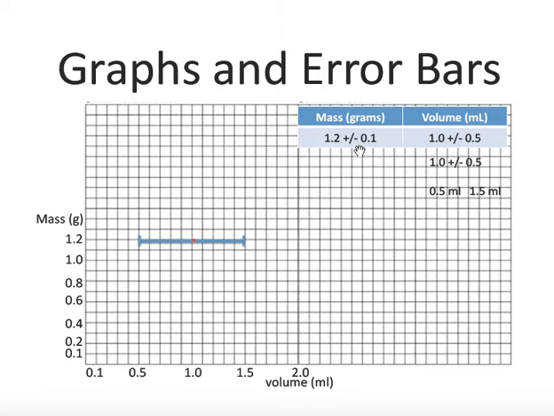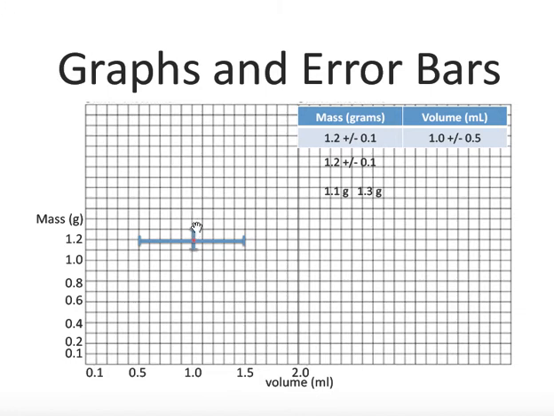Next, we want to focus on the error bar in the y direction for our mass. Notice it's 1.2 plus or minus 0.1. What does this mean? Well, it means it could be as low as 1.1 grams or as high as 1.3 grams. So I've drawn a line. Where does that line begin? Well, it begins at 1.1, as you can see, and it ends at 1.3.